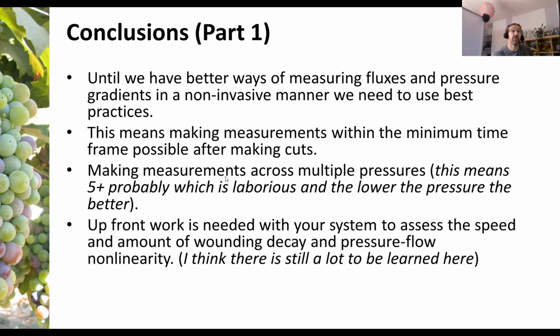But also we need to remember that the pressure flow relationships, especially through roots, may or may not be linear. So we need to make measurements across multiple pressures. I think that this means more than 5, maybe 5 minimum, to draw, you're regressing a line through them. This is laborious, right? And it takes time. So then we get back to the first problem, right? We can't take too much time because we have this decay. And then also probably the lower the pressure, the better, okay?